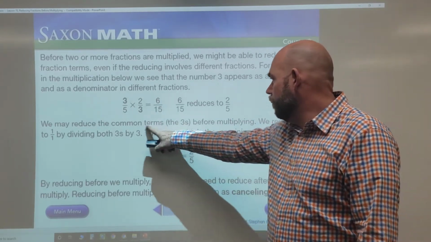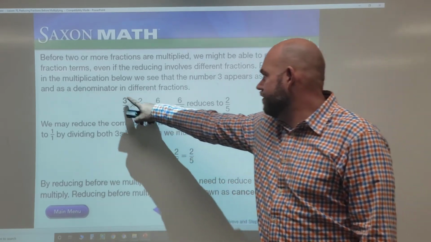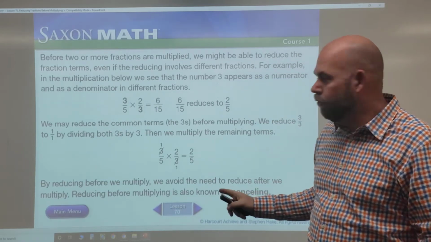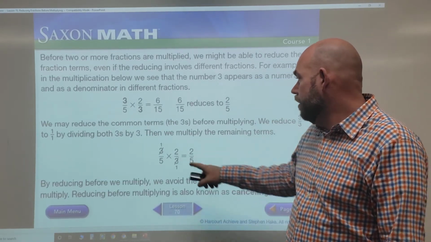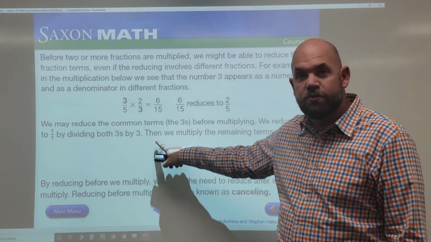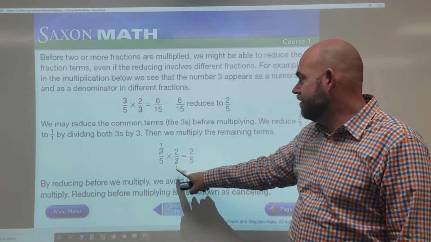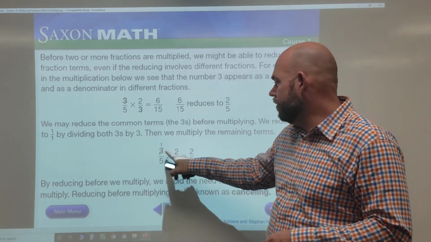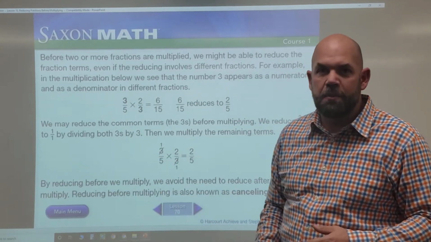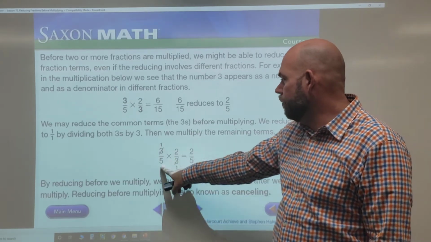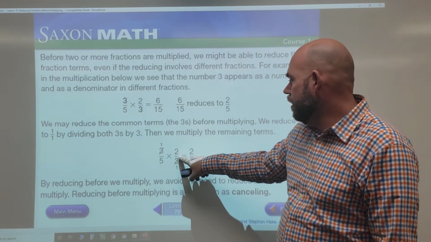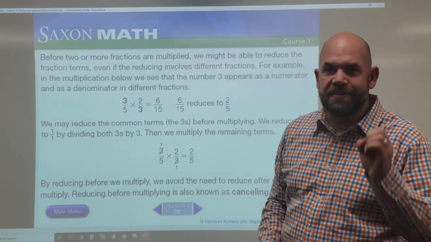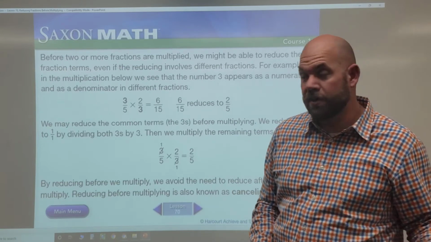So here we see we can reduce common terms. Here it's 3's, so these are common terms before multiplying. So 3 over 3 is 1, or 1 over 1. If we cancel out the 3's and just replace them with a 1, 3 over 3 is the same as 1 over 1. And we can do that because remember, when we multiply, numerator times numerator and denominator times denominator, it doesn't matter the order. So we could rewrite this as 3 over 3 times 2 over 5. It doesn't matter because we're still multiplying the same numerator against numerator and denominator against denominator.